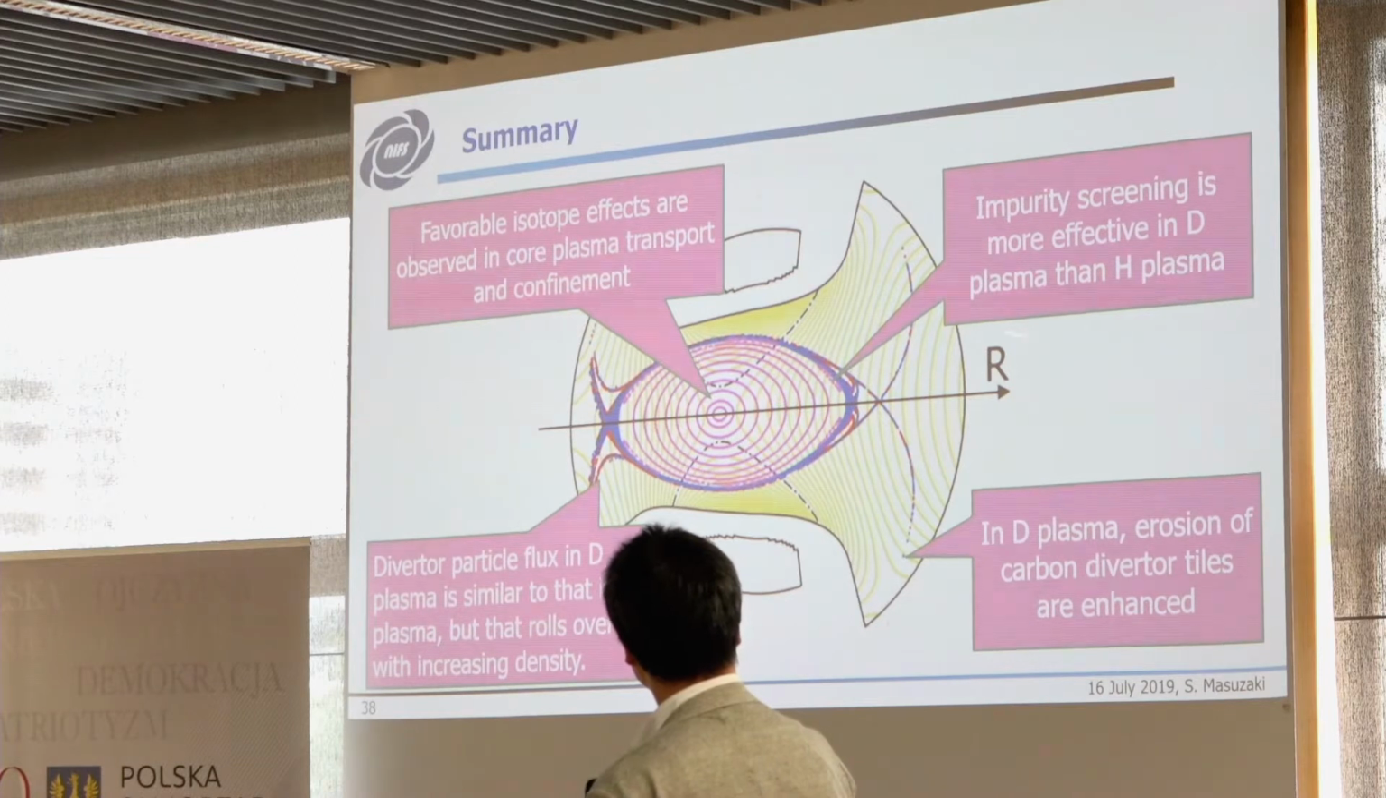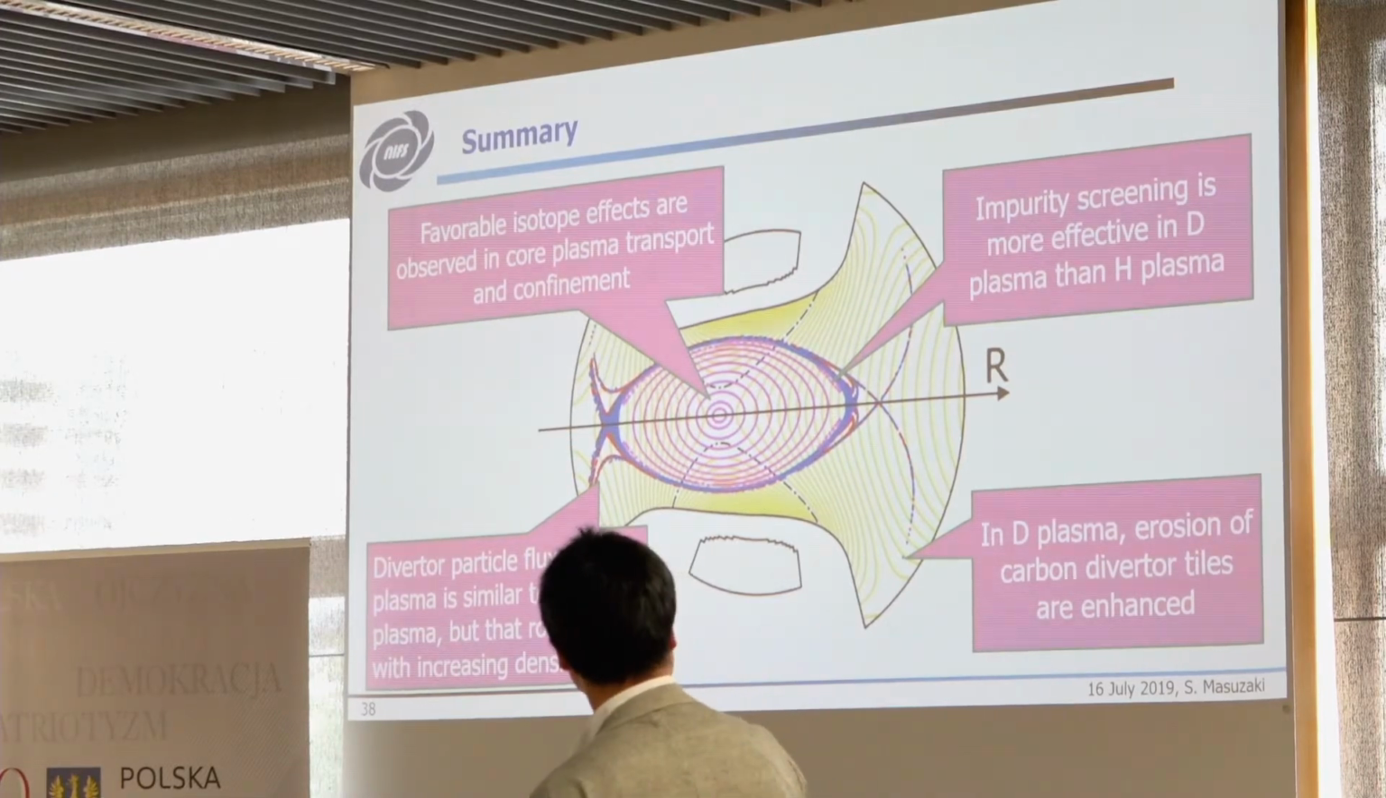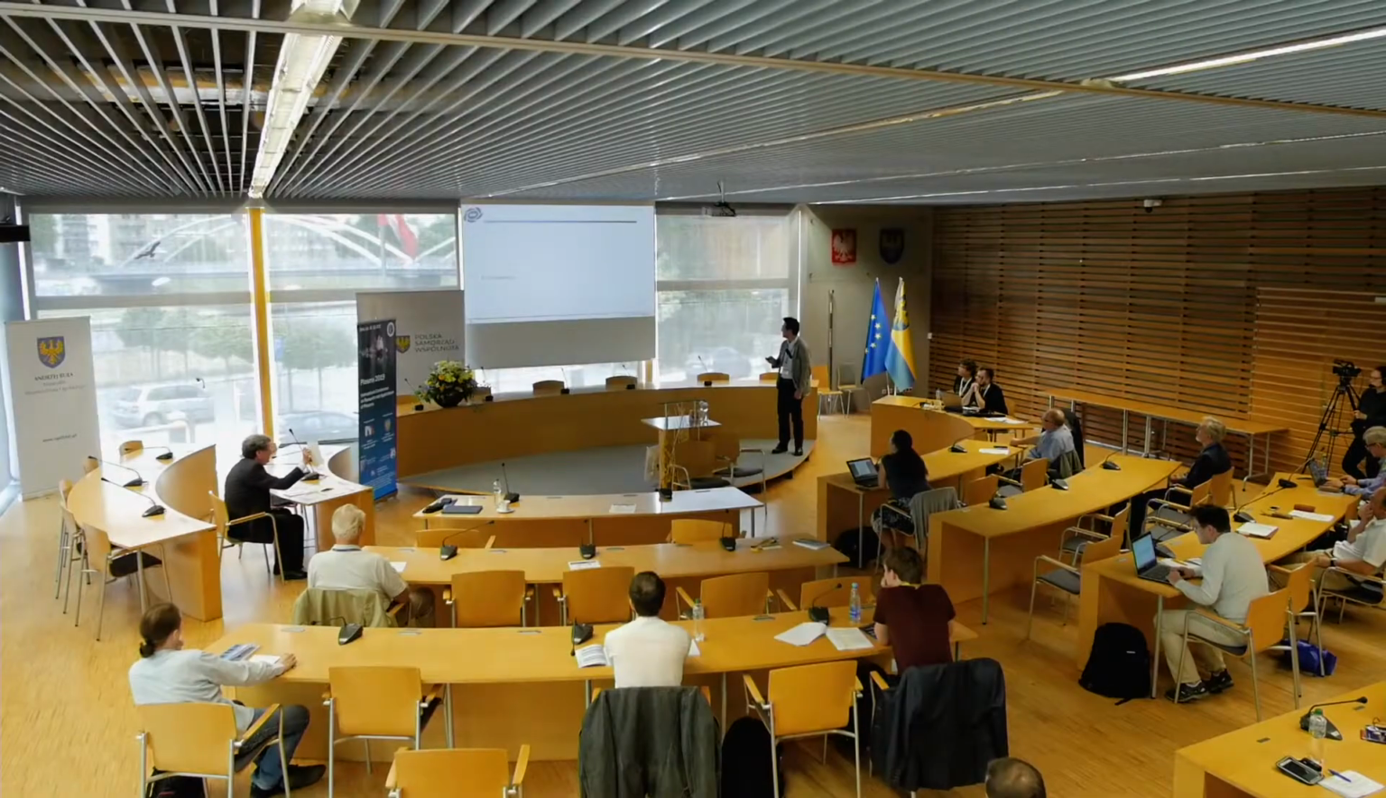And in H region, we observe the impurity screening is more effective in deuterium plasma than hydrogen plasma. Okay. So I still have a little bit of time.